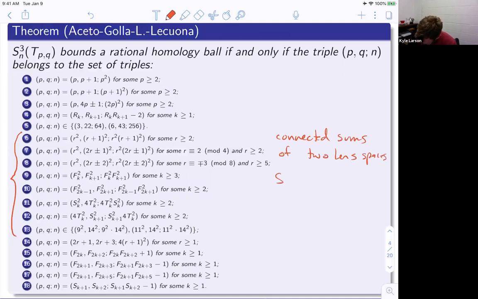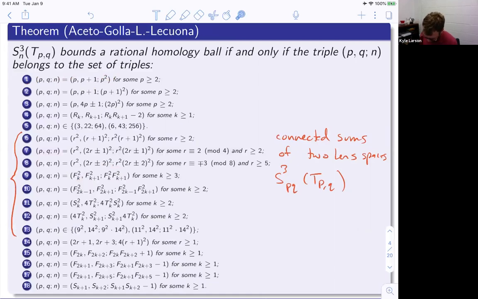And so it turns out that this corresponds to when we do pq surgery on the torus knot T(p,q). So these are reducible surgeries. Just notice, as you see here, we have these triples. The first two define the torus knot, and the last one is the surgery coefficient. And so here, for example, we see that we're doing pq surgery on the torus knot T(p,q). These are reducible. We get connected sums of two lens spaces.